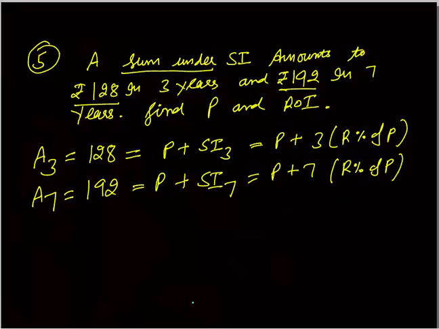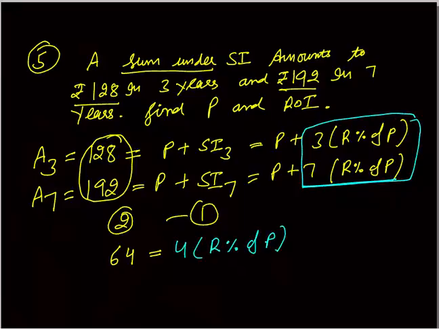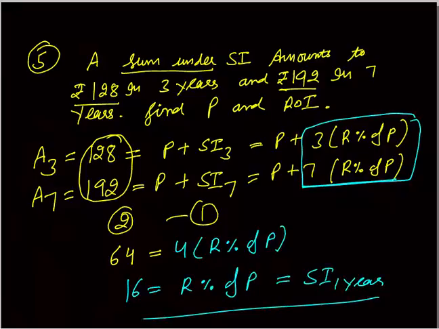Now P is common in both the equations. So if you subtract the second minus the first equation, you will get 64 on the left hand side. This difference is 64. 64 is equal to 7 into R% of P plus P minus 3 into R% of P plus P. You will get 4 times R% of P. This equals 16 R% of P. What is R% of P? This is simple interest of 1 year. So simple interest of 1 year, that is R% of P, is 16.